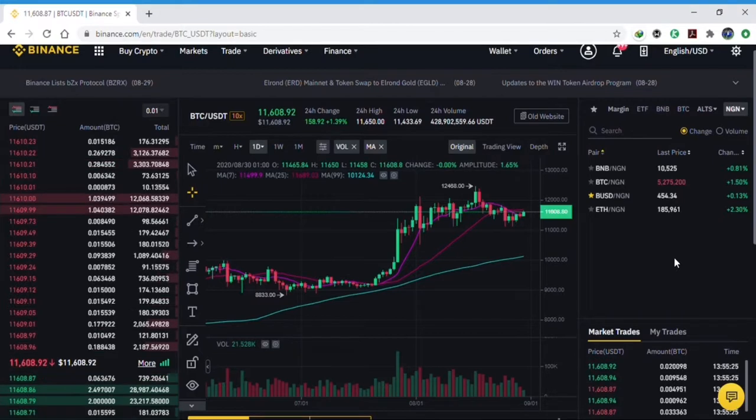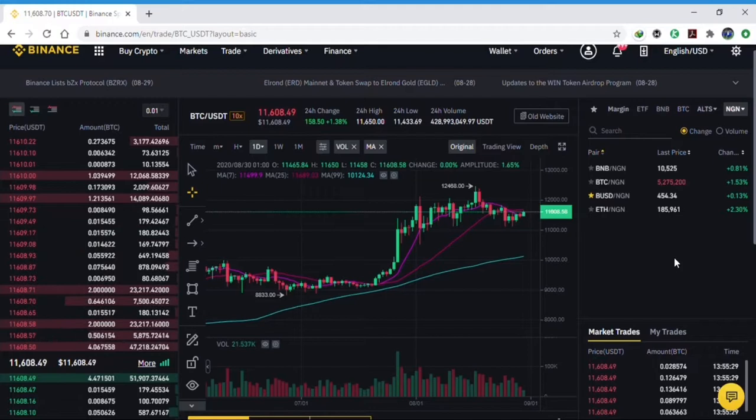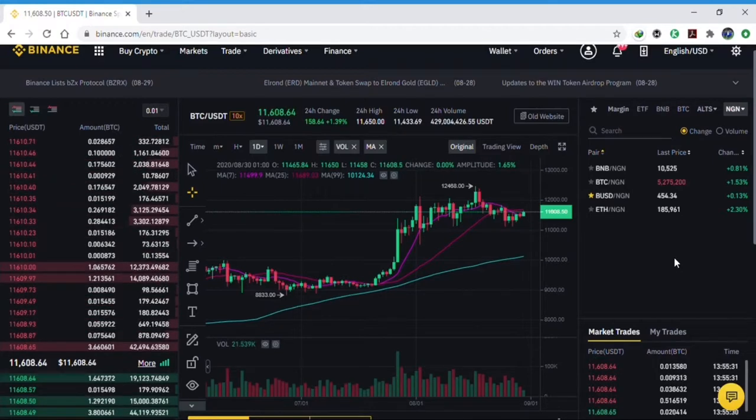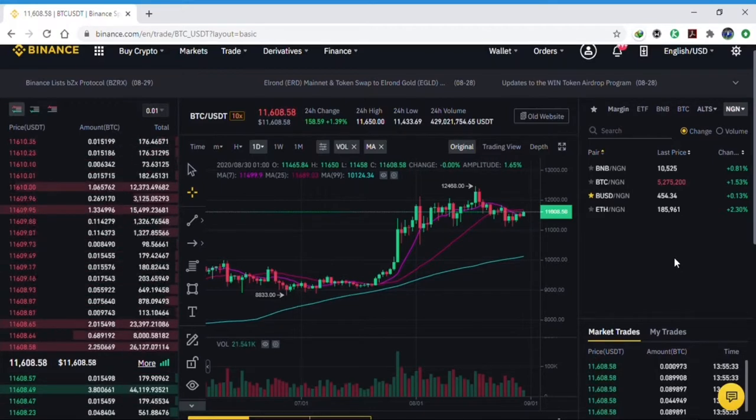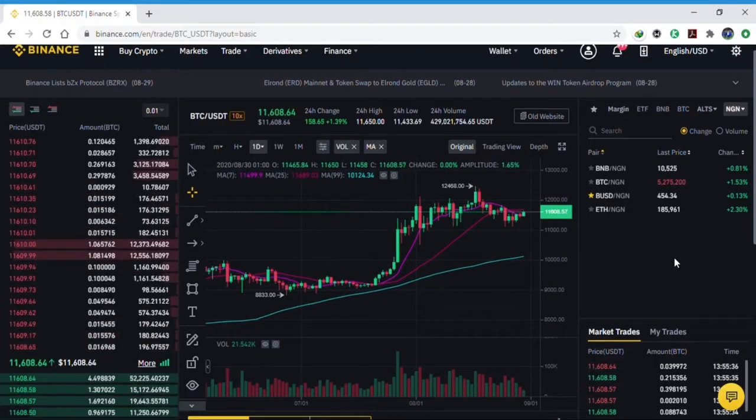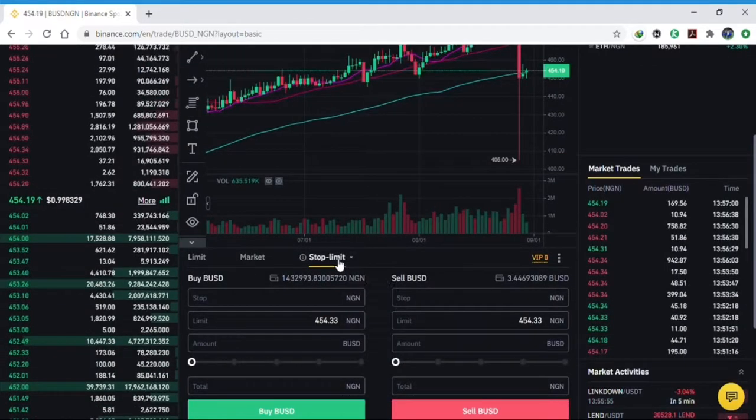We are going to talk about how to trade other cryptocurrency with Naira, then convert them back to Naira and withdraw into your account. And this is where you come for your Naira trades.